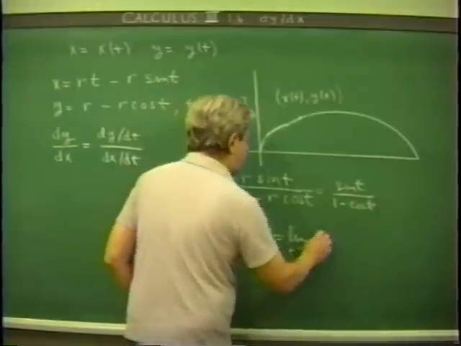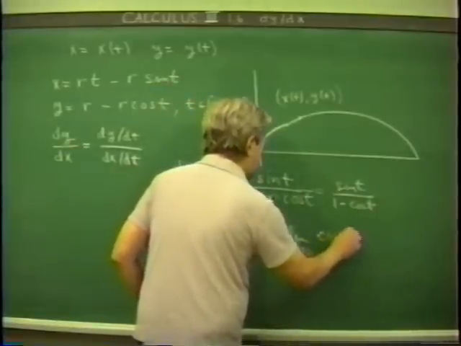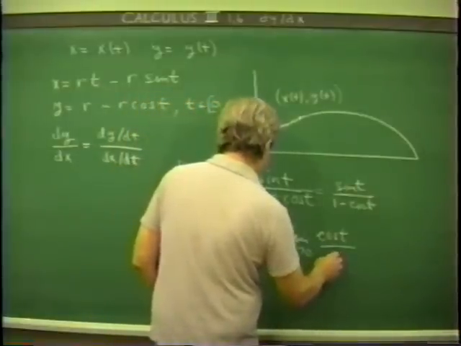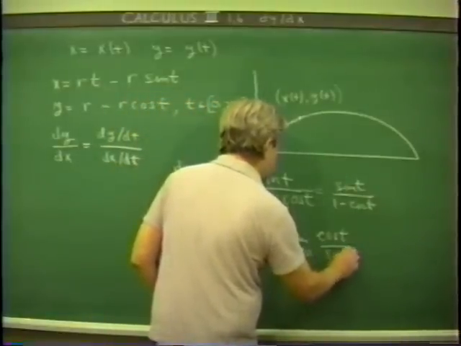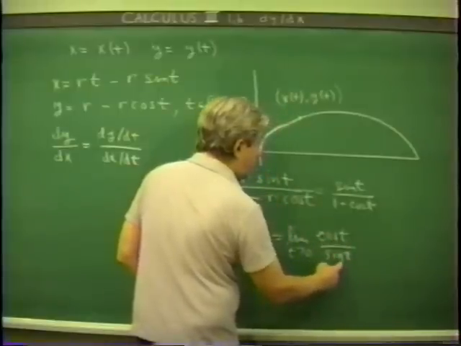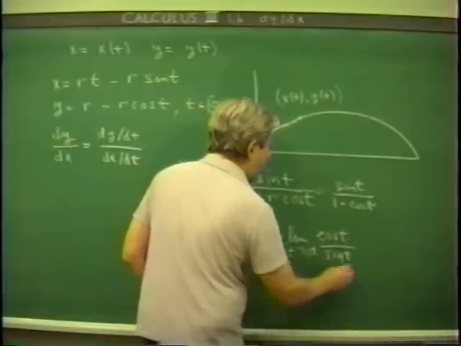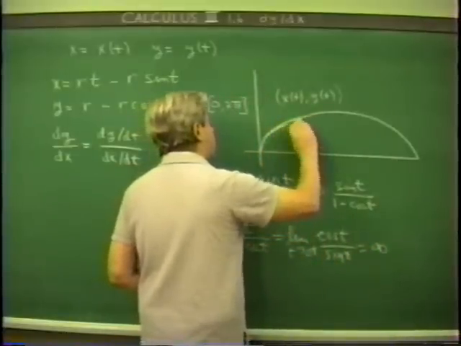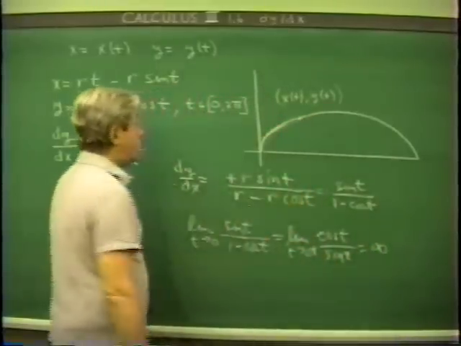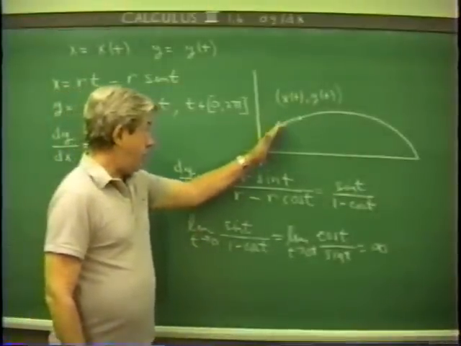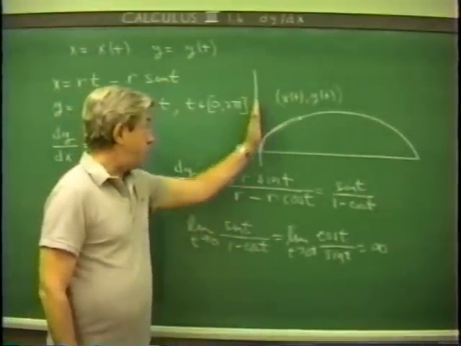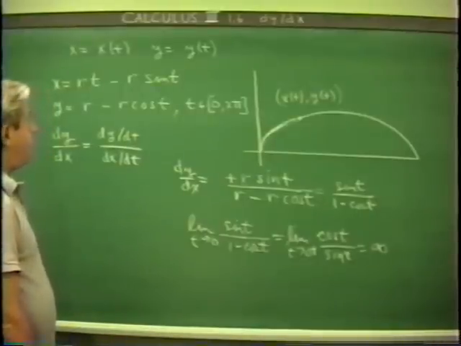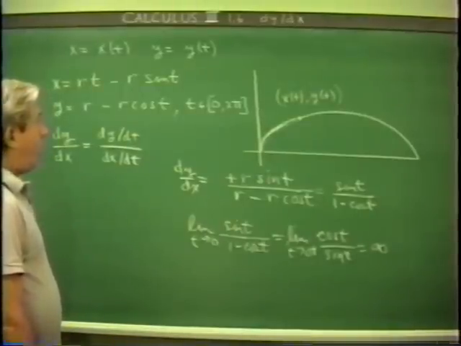This is going to be equal to the limit, if it exists, as t approaches 0. The derivative of the sine is the cosine. In the denominator here, we get 1 minus the derivative of the cosine, which is minus the sine, so we get the sine. And now the numerator approaches 1, the denominator approaches 0. We're looking at the limit from the right, actually, so this is going to be plus infinity. So this indicates that this cycloid actually has a slope which is very large as t goes to 0 from the right, and its tangent is the y-axis.